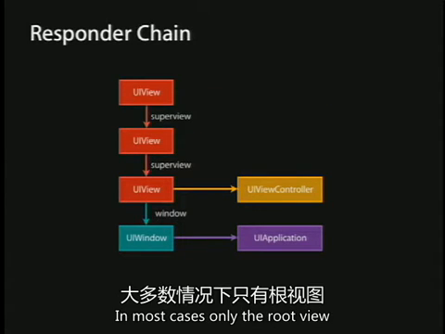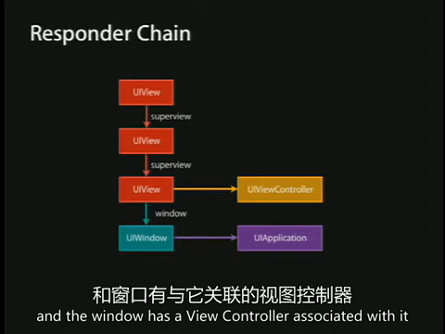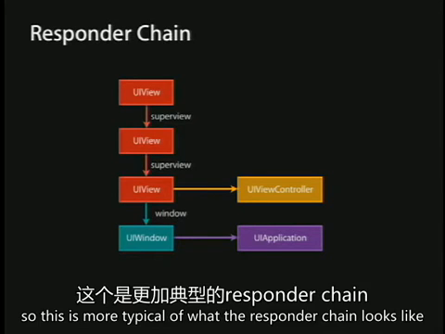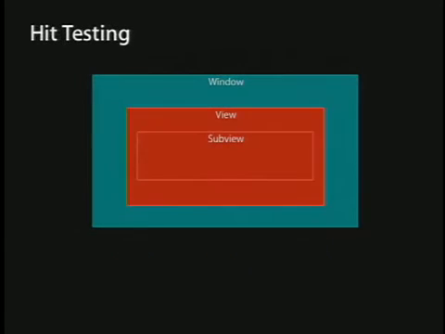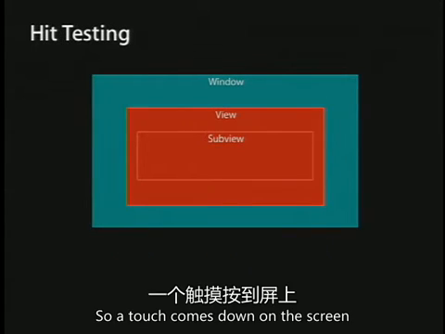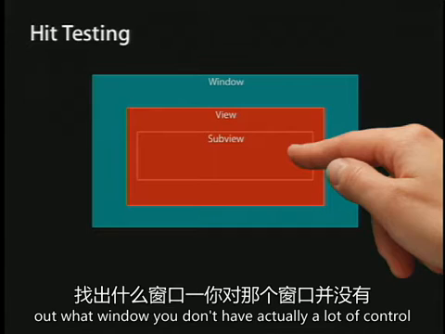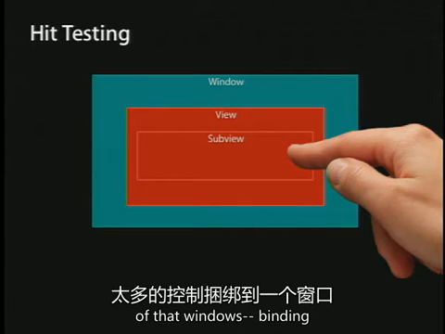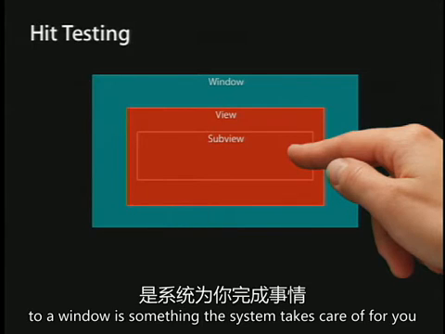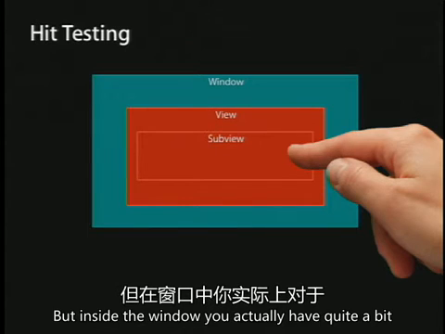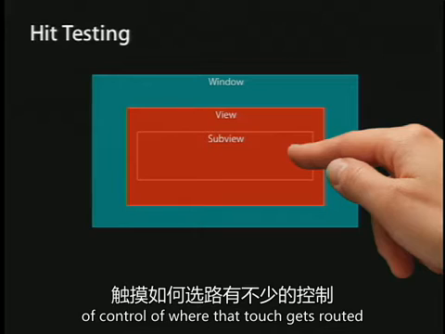In most cases, only the root view in the window has a view controller associated with it, so this is more typical of what the responder chain looks like. So a touch comes down on the screen. The first thing we do is we figure out what window. You don't actually have a lot of control of that. Binding to a window is something the system takes care of for you. But inside the window, you actually have quite a bit of control of where that touch gets routed.